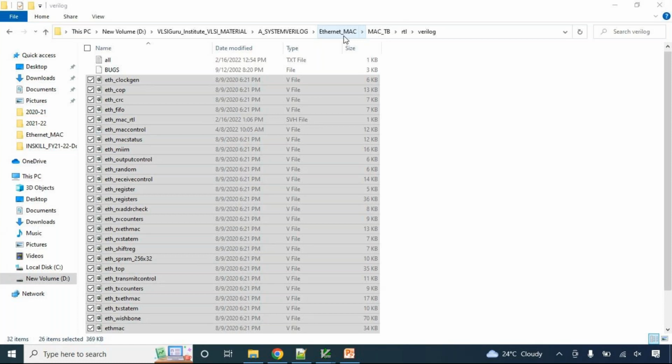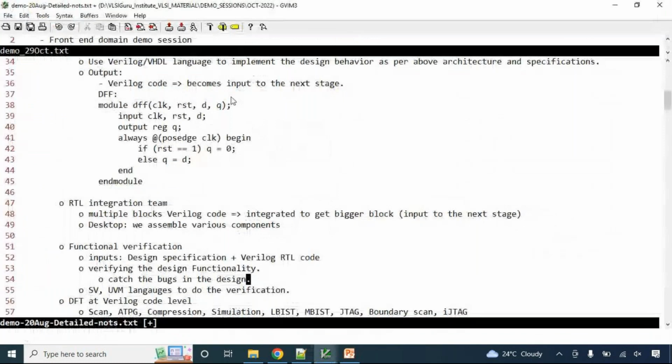So the role of a functional verification engineer is to catch the bugs in the design. We use SV and UVM languages to do the verification. The idea is how quickly you can catch them. Why should we do it quickly?